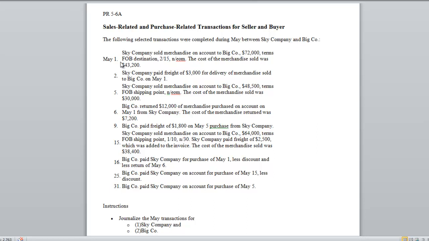So for this first example here, we remember this from the previous video, we made a purchase of $72,000. The shipping terms were FOB destination, which means it became property of ours once it arrived at its destination. We can get a 2% discount if we pay for it within the first 15 days. And we're not concerned with what the cost of the merchandise sold was. That relates to the seller. So we're just concerned with the first piece of information here. Let's take a look at what the solution looks like for this problem.